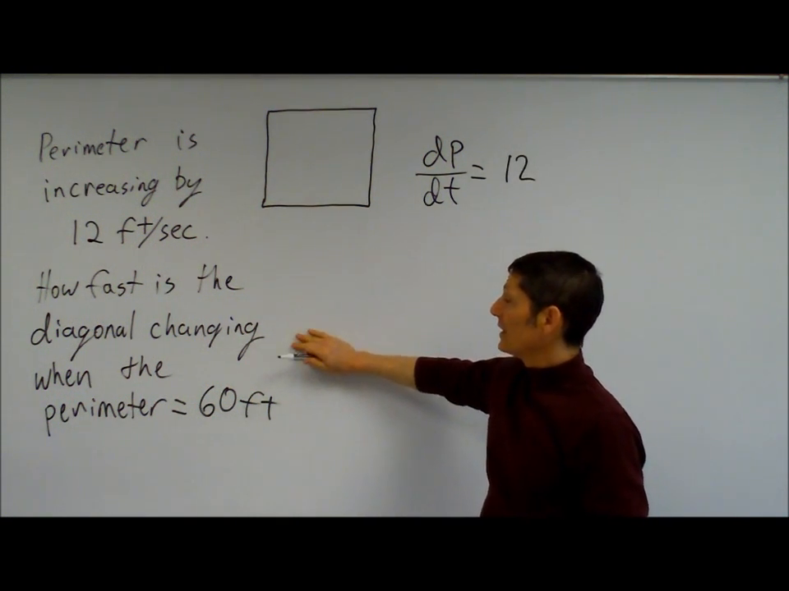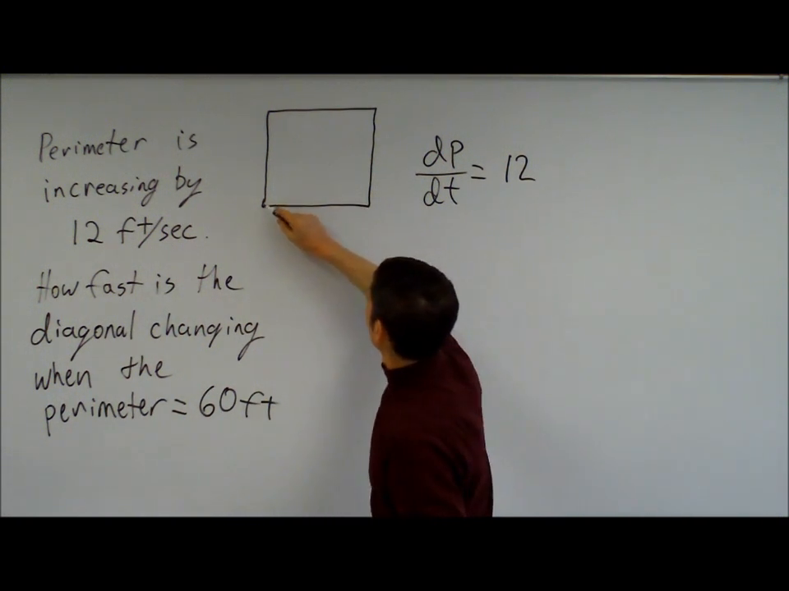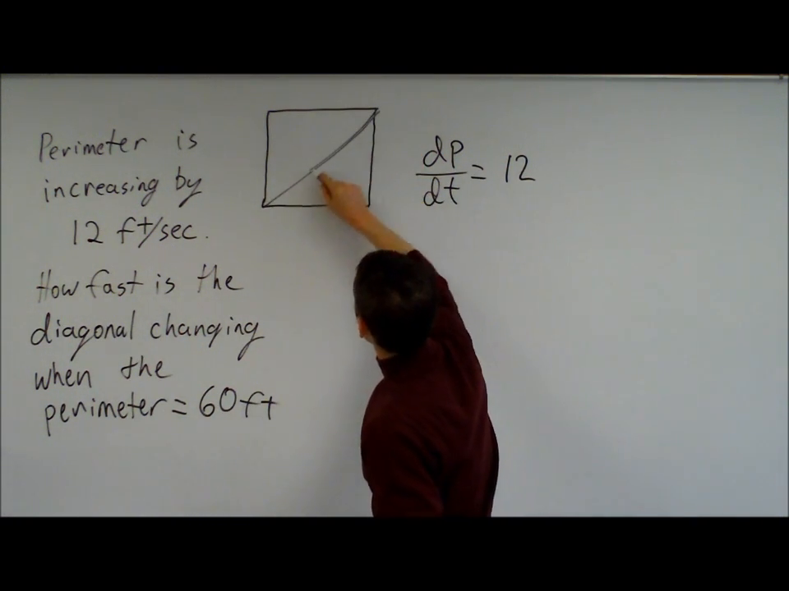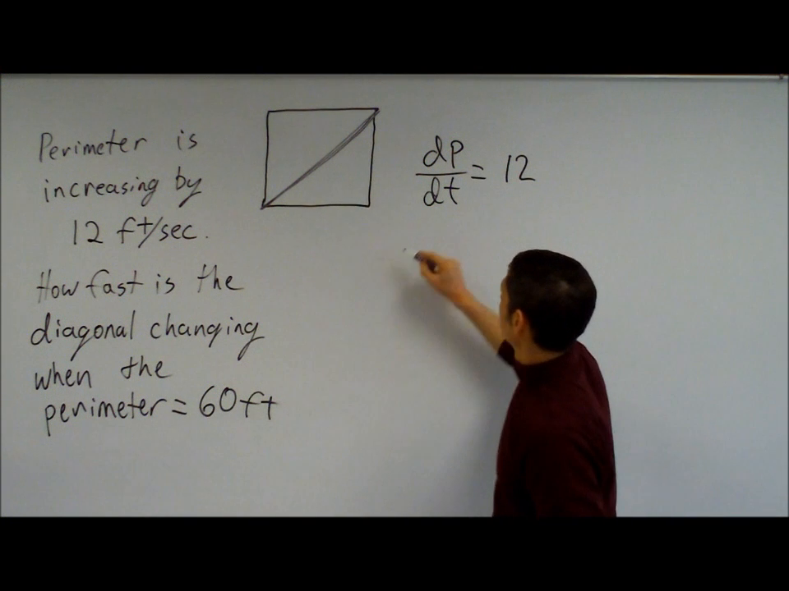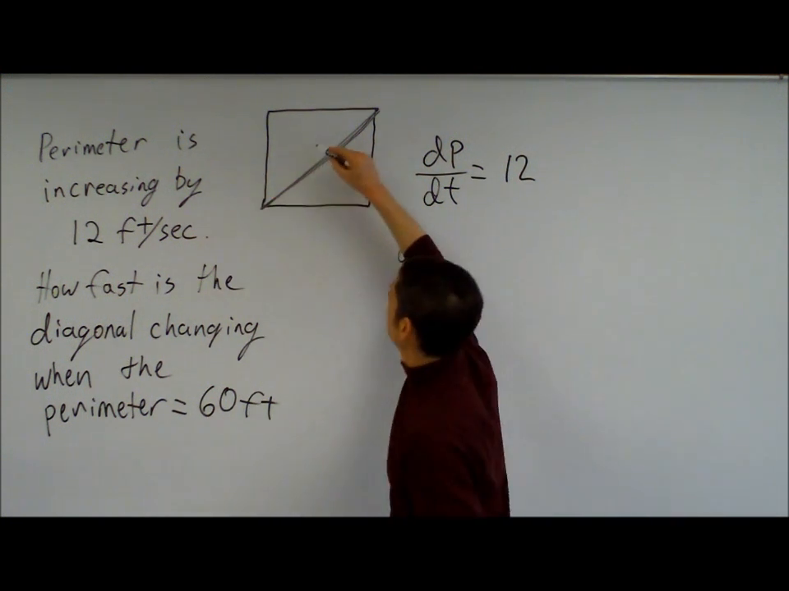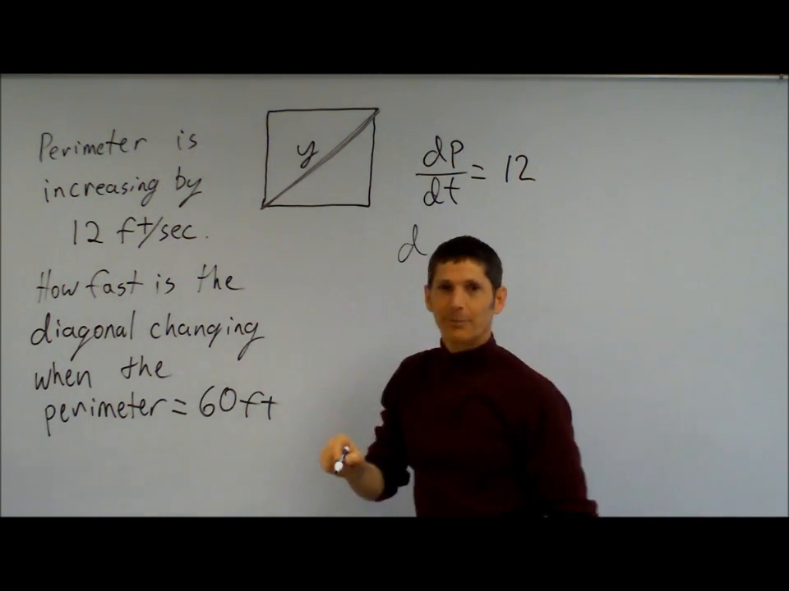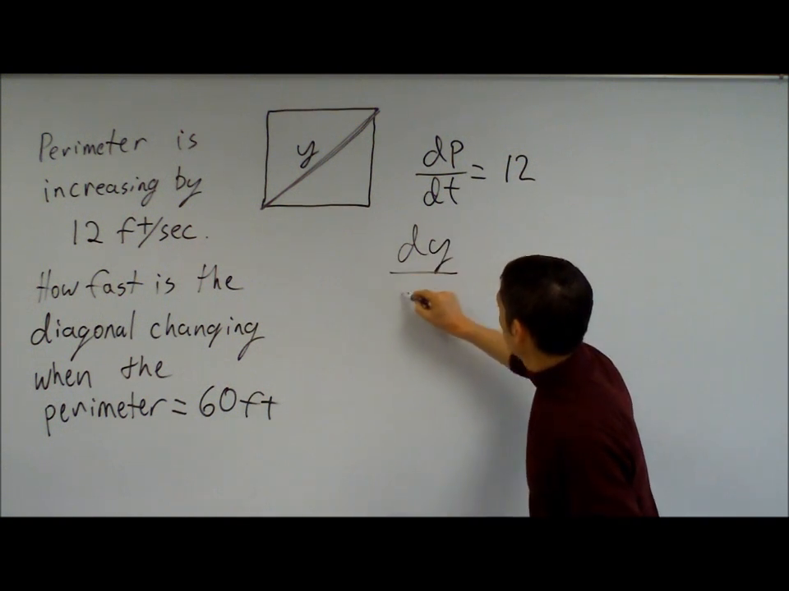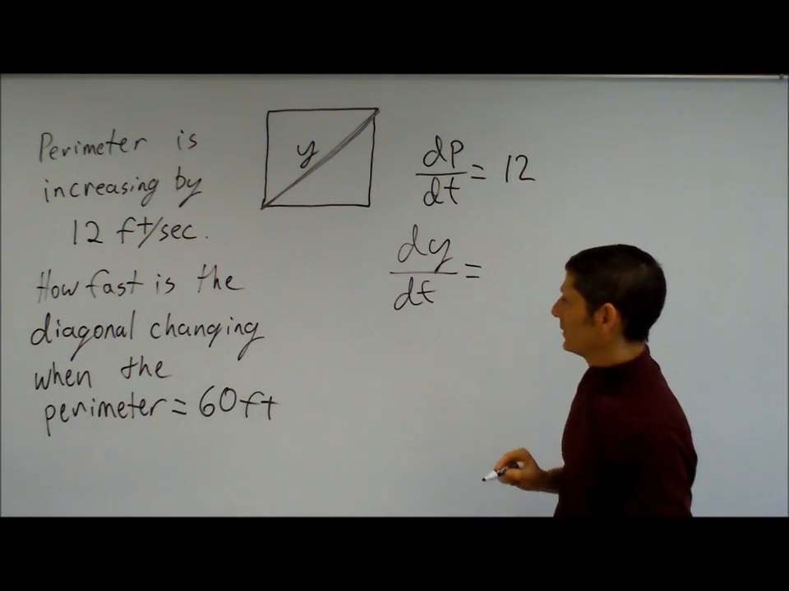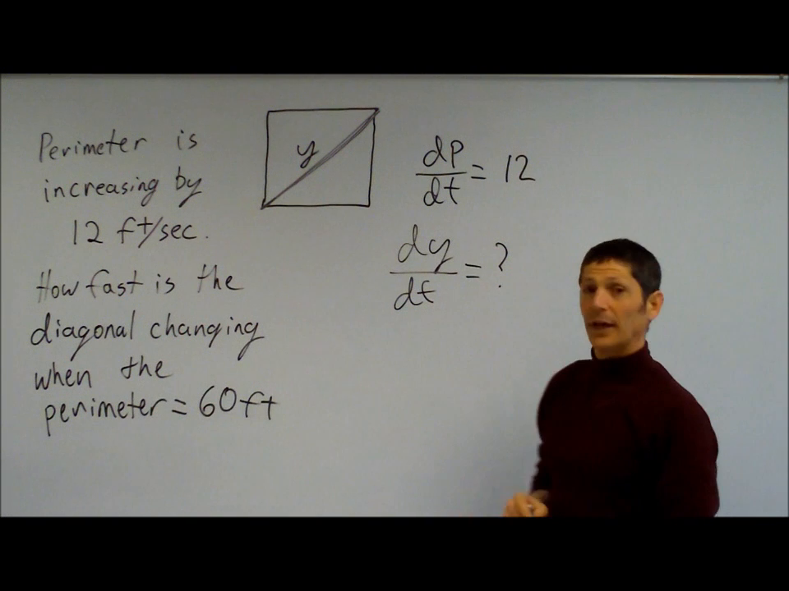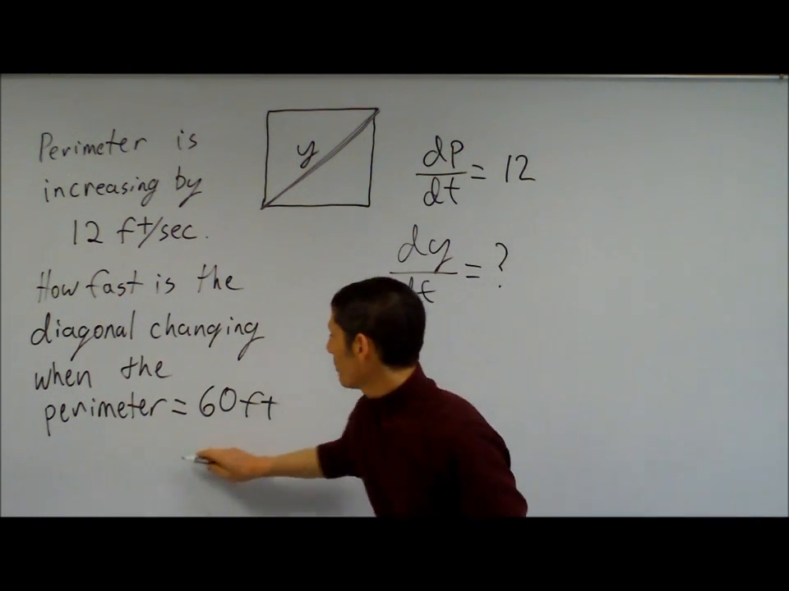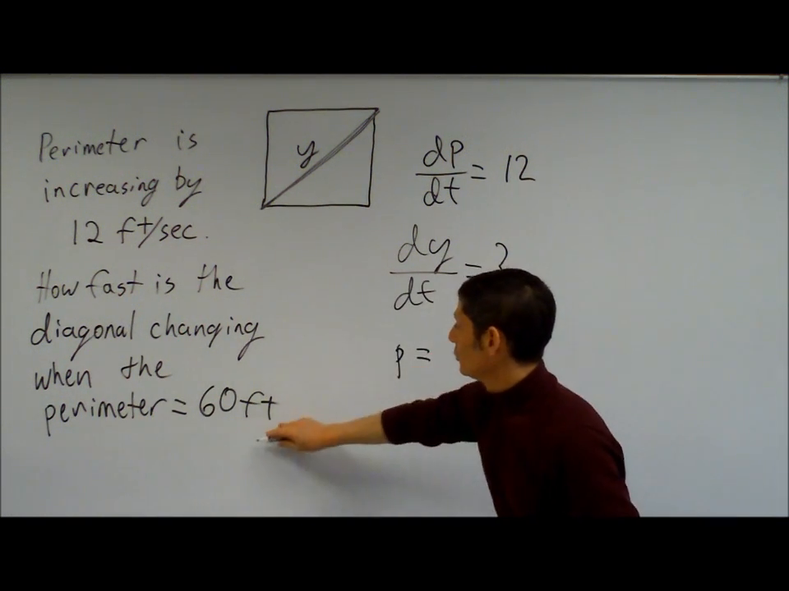How fast is the diagonal changing? Well, I might as well draw in the diagonal. I'm going to call my diagonal y. dy/dt, how fast is it changing? Because that's what I'm looking for when the perimeter, P, is equal to 60 feet.